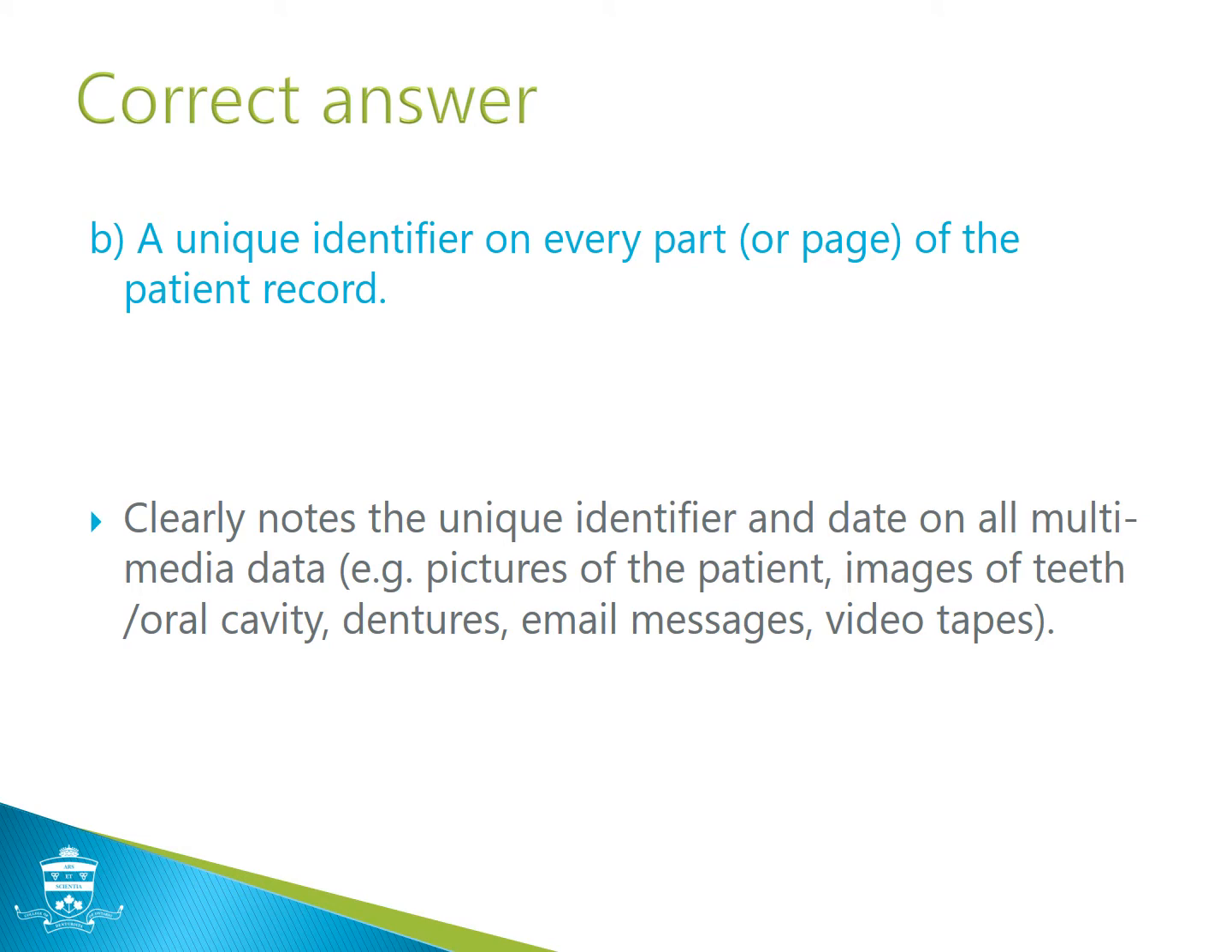The correct answer is B. A unique identifier on every part or page of the patient record. Denturists should clearly note the unique identifier and date on all multimedia data, including patient pictures, images, models, emails, videos, etc. A unique identifier could be an assigned patient number or a combination of the patient's full name and birth date. It is possible for patients to have the same name, so we suggest using more than just a name to identify your records.